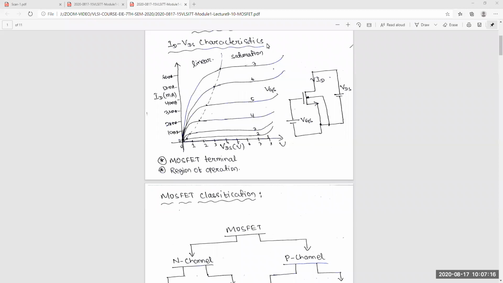We have not discussed the breakdown region here. Though at this saturation, some current is increasing with VDS, because we said it saturates, meaning it should be constant, but somehow it's increasing. Why it is increasing, we'll discuss that.